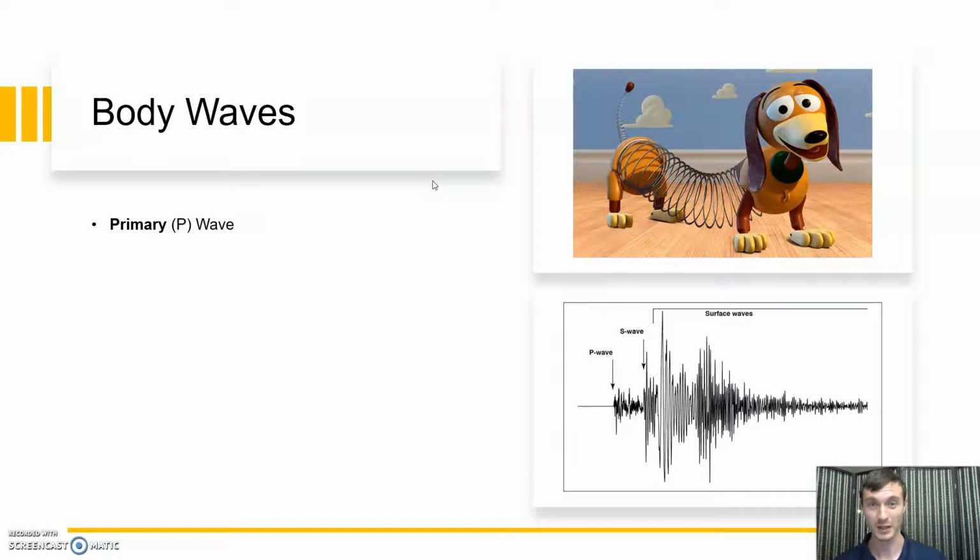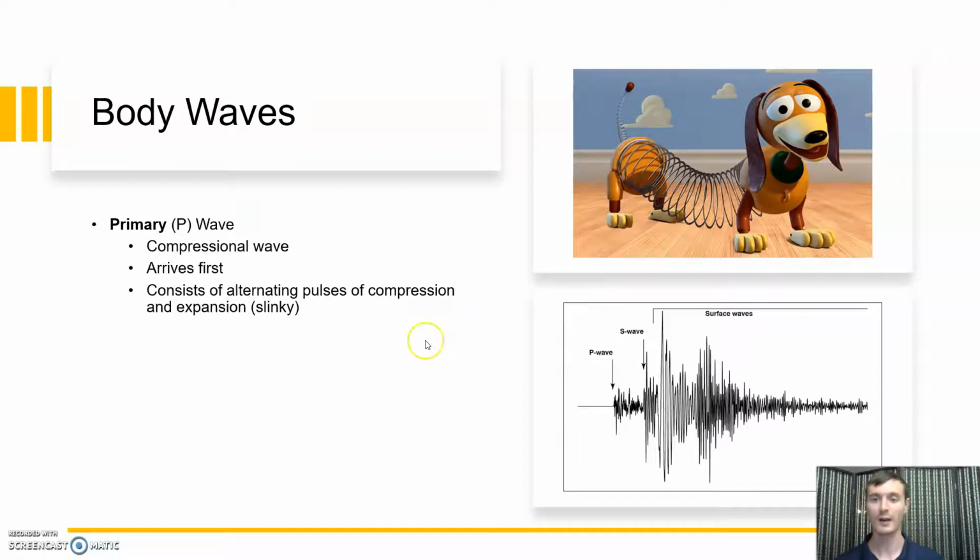So we have our P waves, our primary waves, the first ones to get there. The very first waves to show up on the seismogram, when the needle first starts moving. These are compressional waves. They arrive first. These are going to be alternating pulses of compression and expansion, something like a slinky. More on this later. They can pass through any medium, solid or liquid, just like sound can go through a liquid, so can the P waves.